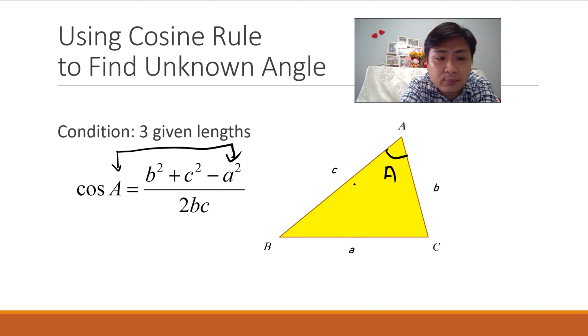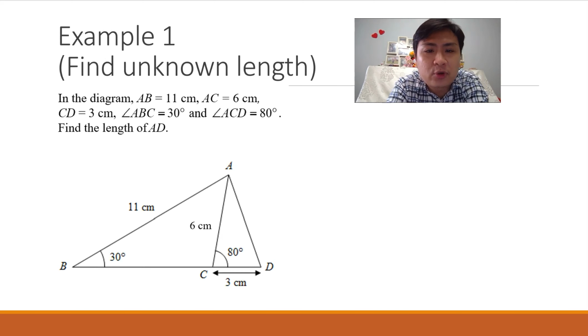Let's take a look at an example. Suppose we have a question over here which requires us to find an unknown length. Suppose AB is 11 cm, AC is 6 cm, CD is 3 cm, angle ABC is 30 degree, angle ACD is 80 degree. We are supposed to find the length of AD.